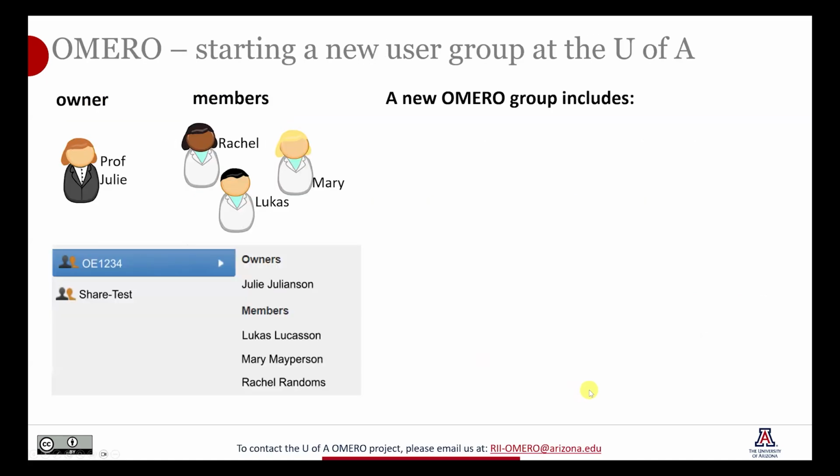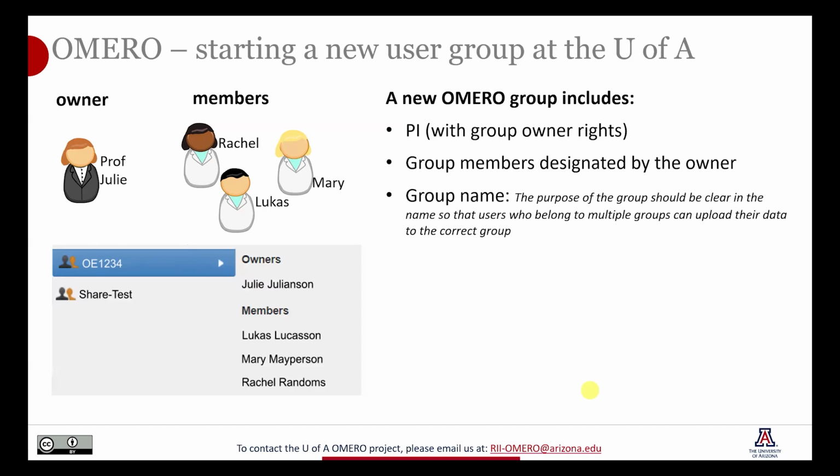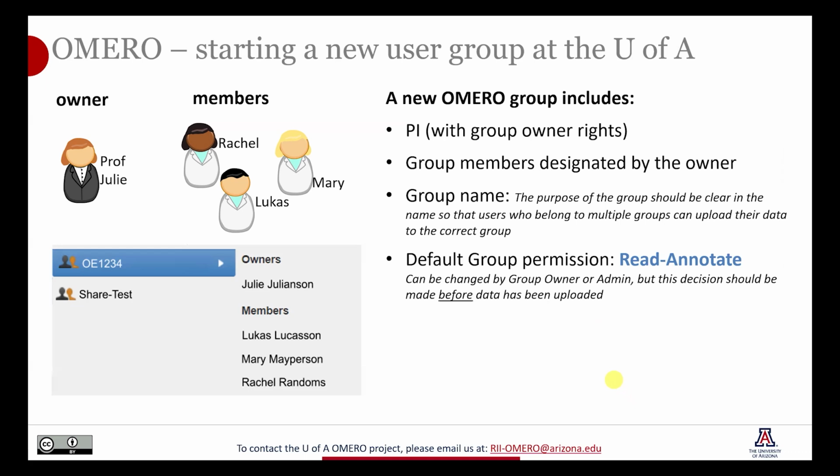So let's think about your group. In your group, we most likely have a faculty member with group owner rights. We have group members that the group's owner has selected to add to the group, and each group has a name. And hopefully it's a name that makes it clear both to the group members and to the administrators exactly what the purpose of the group is. The reason for that is that people may belong to multiple groups, and we want them to be able to know when they're uploading data that it's going to the correct place. In general, the default permission will be read annotate, but that can be changed at the group owner's discretion. And again, you want to make this decision before data has been uploaded.